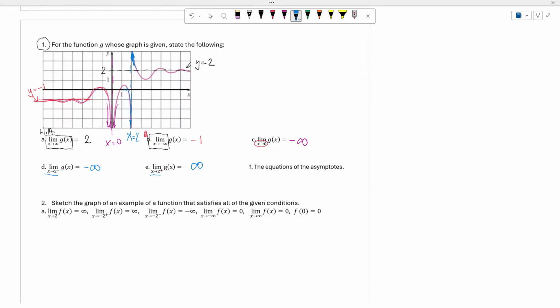So in this case, we have two types of asymptotes for this function g. We have horizontal asymptotes y equal to 2 and y equal to -1. We have vertical asymptotes x equal to 0 and x equal to 2.